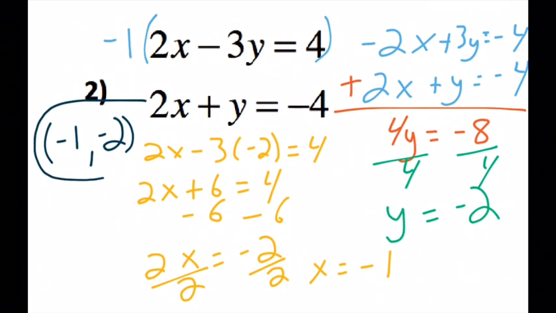So the point that these two equations have in common is negative 1, negative 2. Since there's one solution, I'm going to label it consistent and independent. Now that's one way to solve it. Now we're going to do it another way.